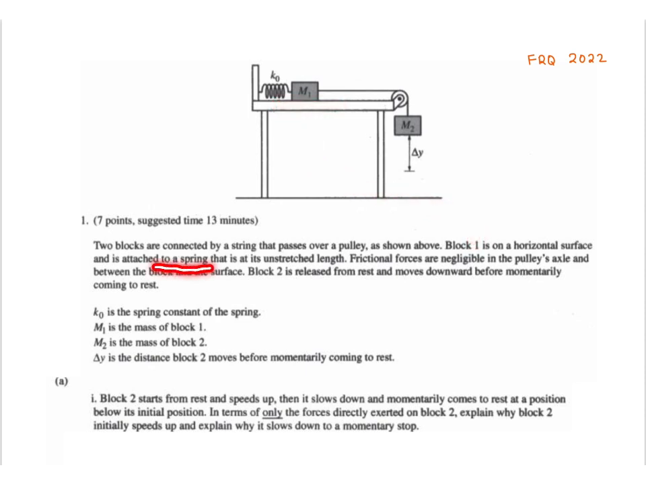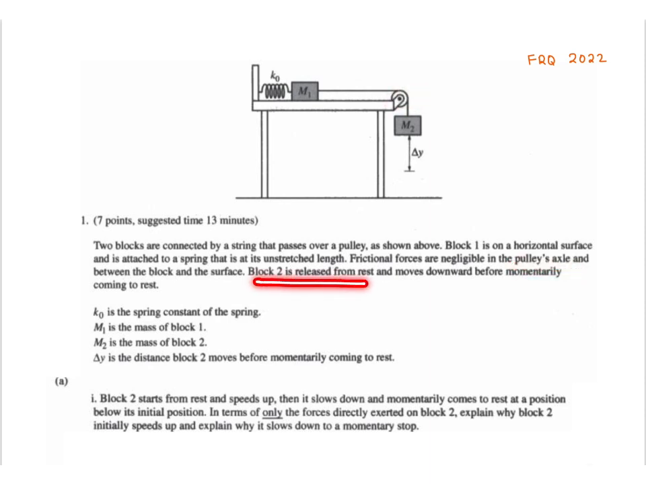And initially, the spring is unstretched. So this spring, which is connected to M1, is unstretched. It implies no force is exerted by this spring on this block. Friction forces are negligible. Whenever I see this statement, I think of attempting the question in terms of energy conservation. Of course, so there is no frictional force between surfaces as well as the pulley axle.